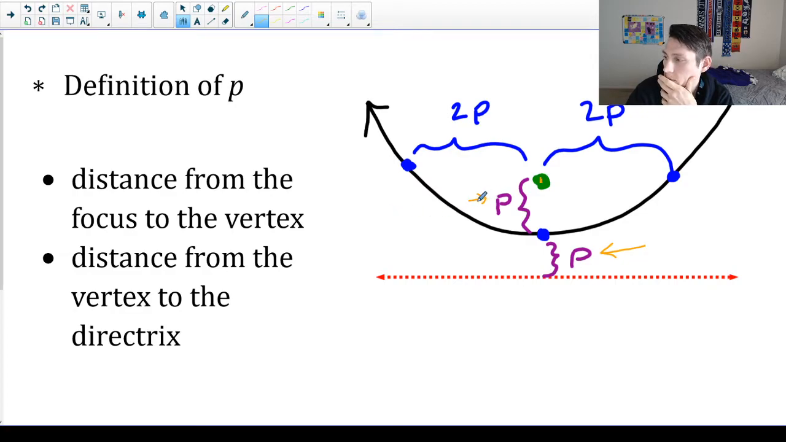Okay, but the main point is these arrows that I've written here. That number p, whatever it is, is the distance between the vertex and the focus, and it's the distance between the vertex and the directrix. Directrix is a fun word to say. It's good. Try it. Say it out loud. Directrix. It sounds cool. It's just something about the x, you know.